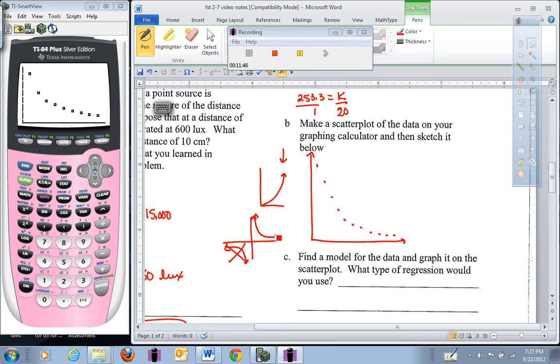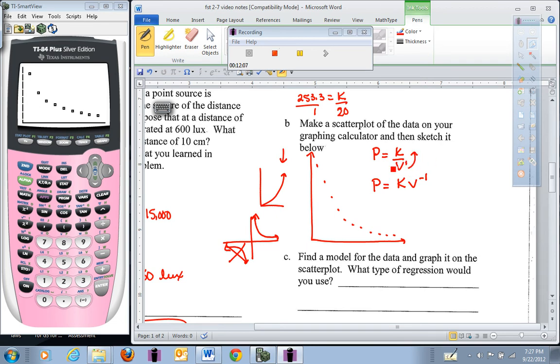Okay, so this P equals K over V could also be written as P equals K V to the negative first power, because if that's a V to the first in the denominator and I bring that back up to the numerator, then I'm going to switch that sign around.